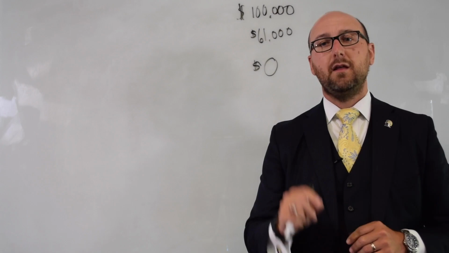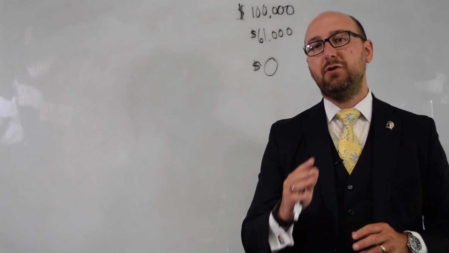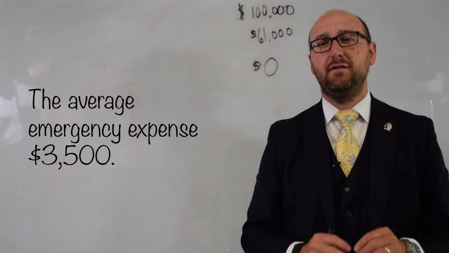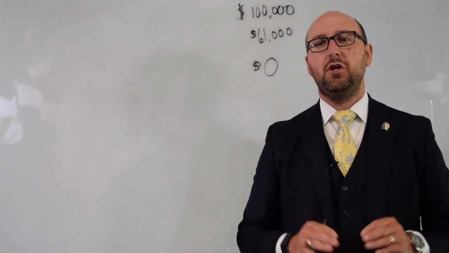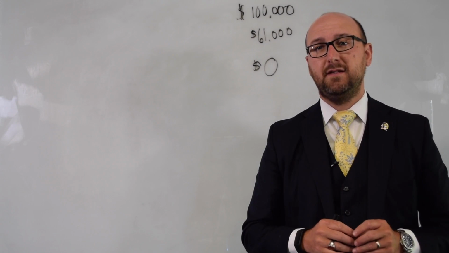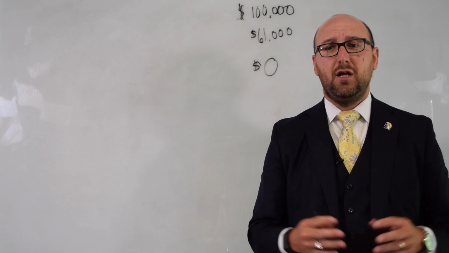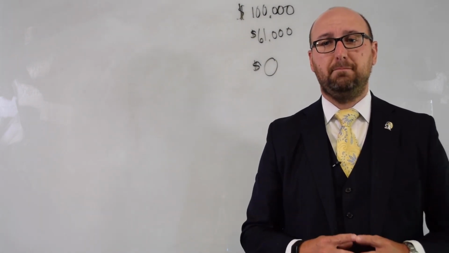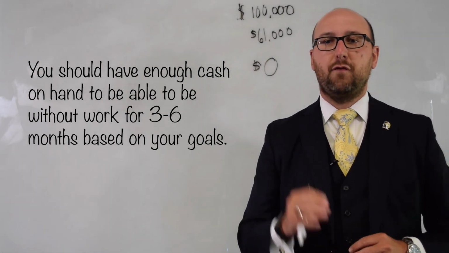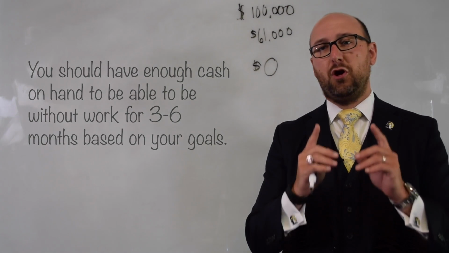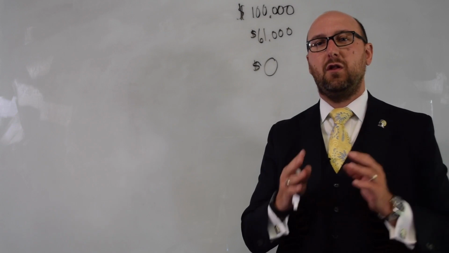The next thing to understand is emergency cash. The average emergency expense is $3,500 according to a Bankrate.com survey. You need money to cover emergency expenses. However, you also need money to cover your monthly cash flow in case you run into a financial hardship. You should have enough cash on hand to be able to go without work for 3 to 6 months based upon your goals. You should also keep enough cash to cover your short-term goals that are less than 24 months in length.